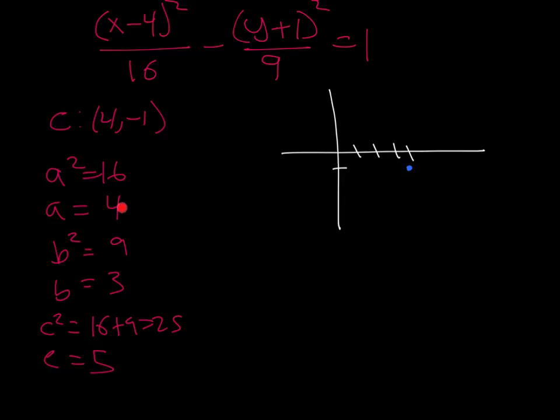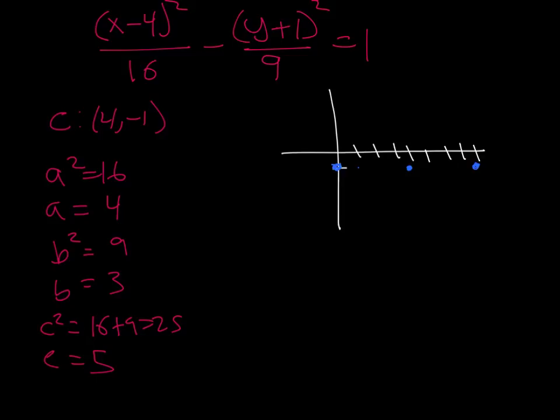So my a value is what we call the transverse axis. Okay, so I'm going to go 4 units to the right and left of my center, and that's going to give me my 2 vertices. 1, 2, 3, 4, because the a value is 4. 1, 2, 3, 4. Okay, there's my transverse axis.